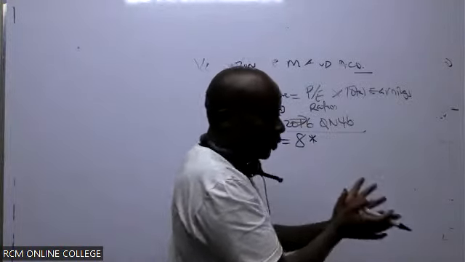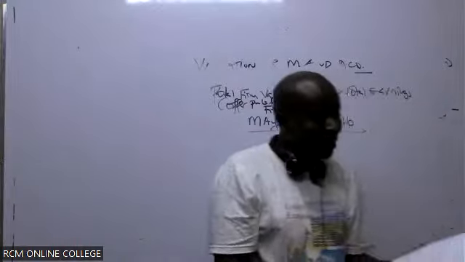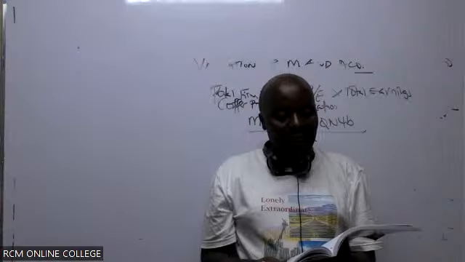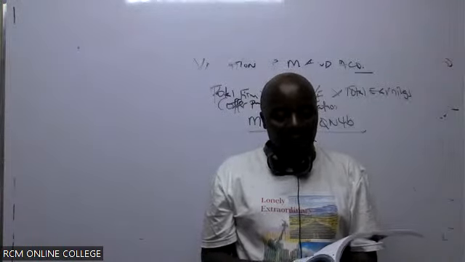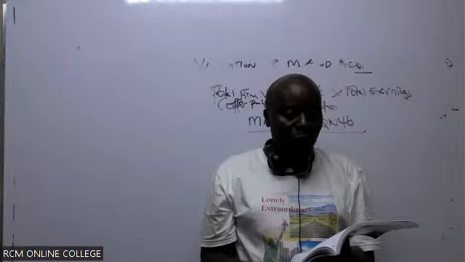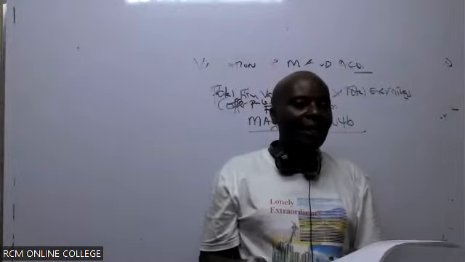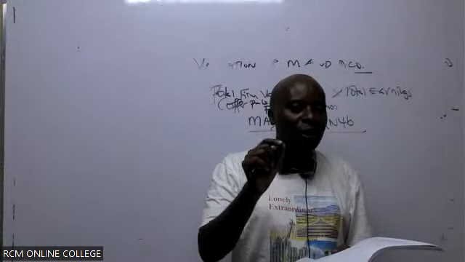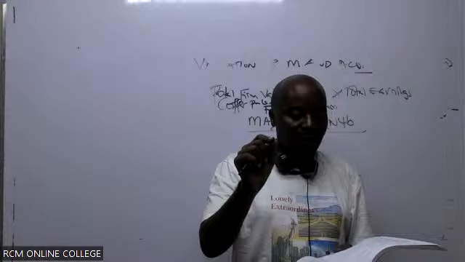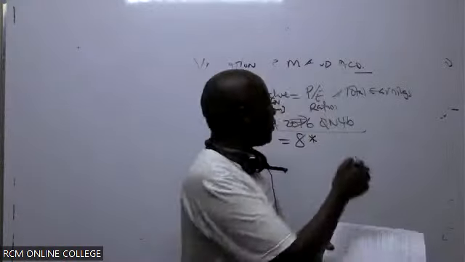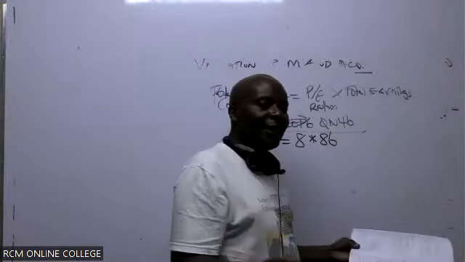Let's read the question. We are told Huge Limited intends to take over Tiny Limited, another company in the same industry. Tiny Limited is expected to post earnings of 86 million next year. So they're basically giving us the total earnings. The total earnings of the firm that they want us to acquire is 86.